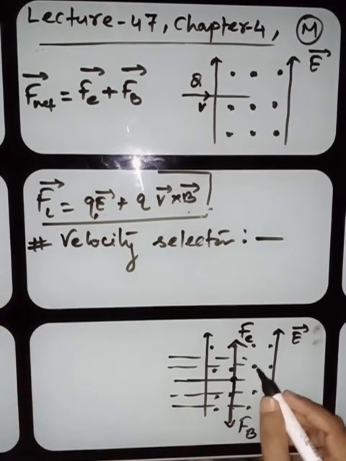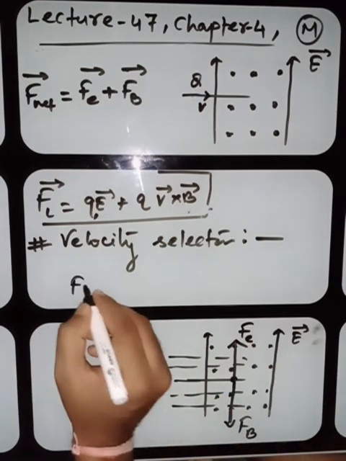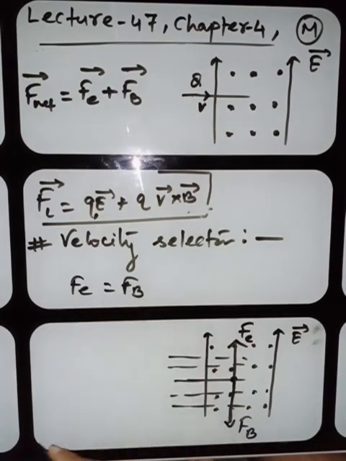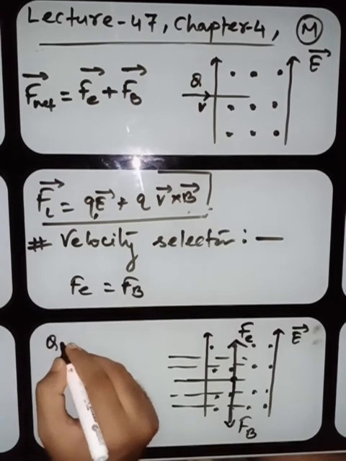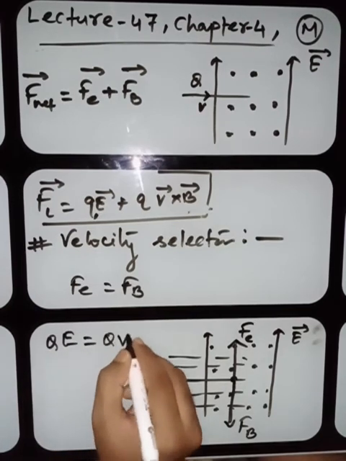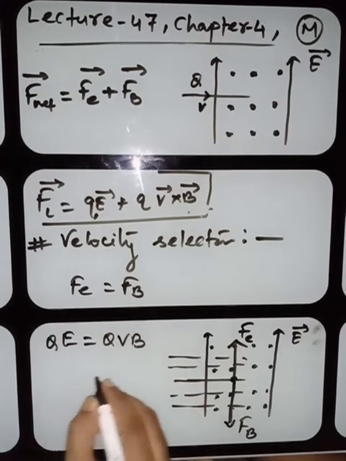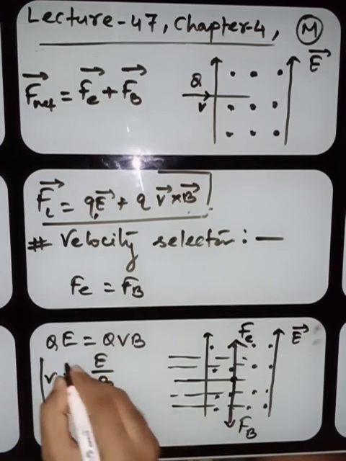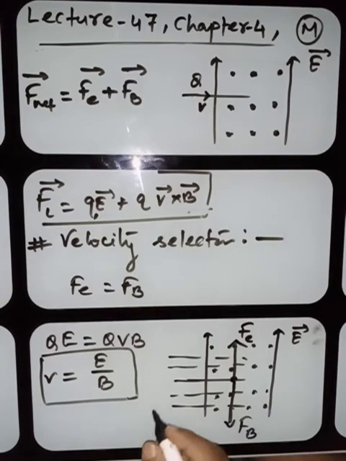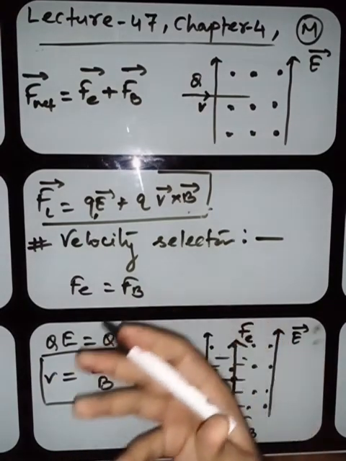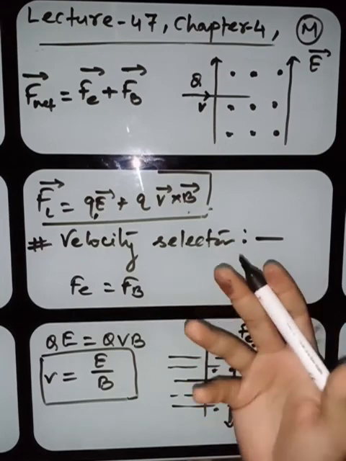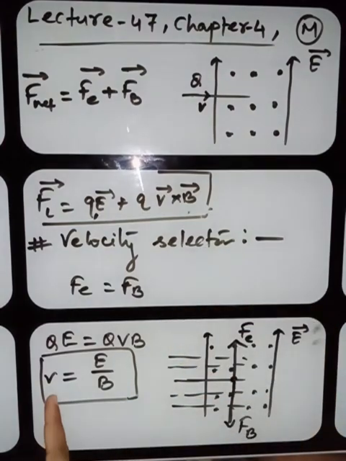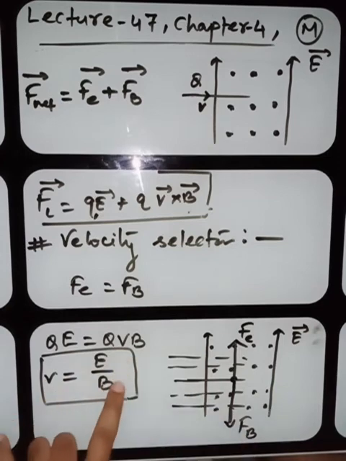Alright, if this force and this force are equal, Fe and Fb are equal, what will happen? You will find qE equals qvB. q will be cancelled out. So here v can be written as E by B. What does it mean? It means you have a number of charged particles, all moving with different speeds, but you can filter out one charged particle which is moving with the speed v by adjusting the electric field and magnetic field.